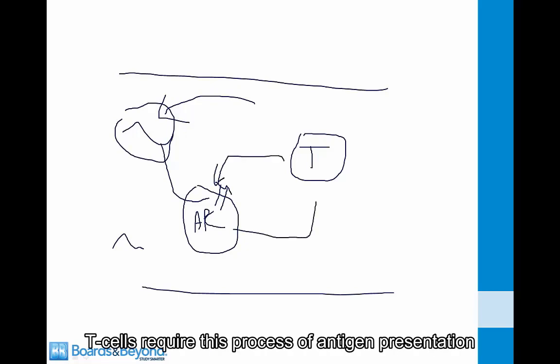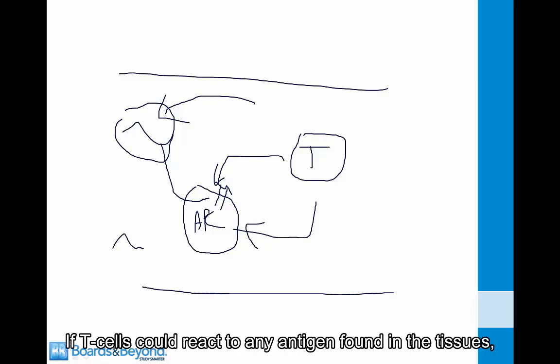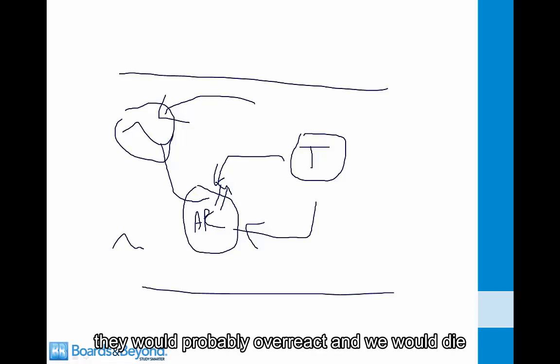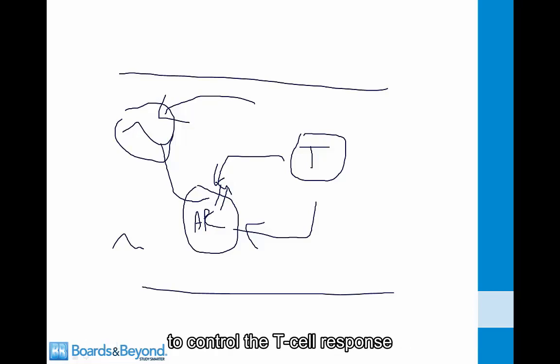T cells require this process of antigen presentation because it fine-tunes the immune system. If T cells could react to any antigen found in the tissues, they would probably overreact and we would die from autoimmune disease. This system of antigen presentation probably evolved to control the T cell response and make sure that it was only activated for the appropriate invaders of the body.